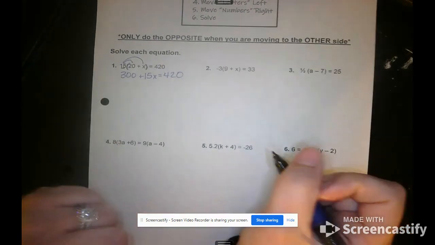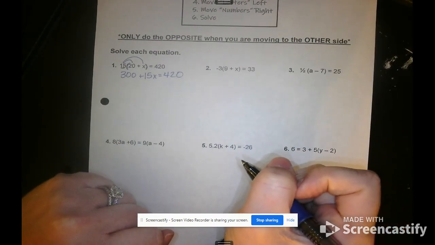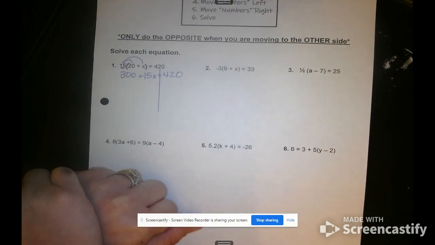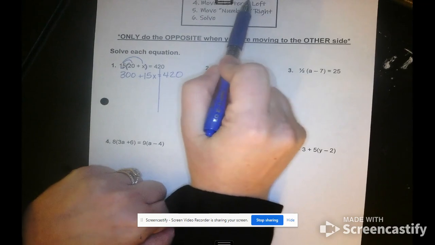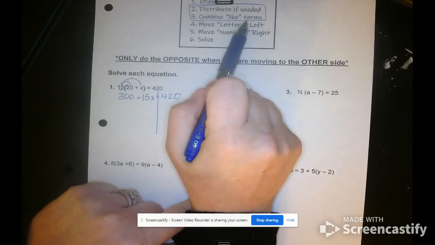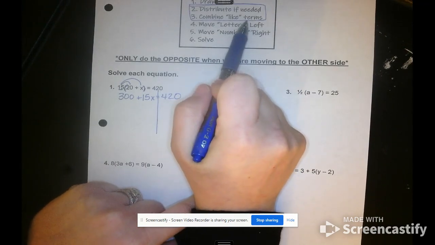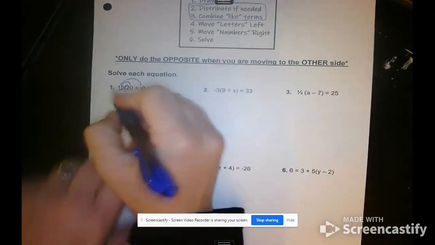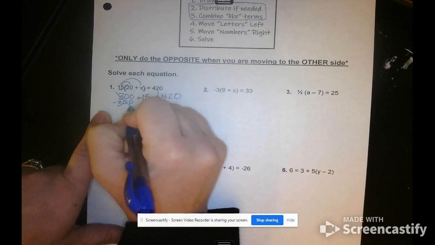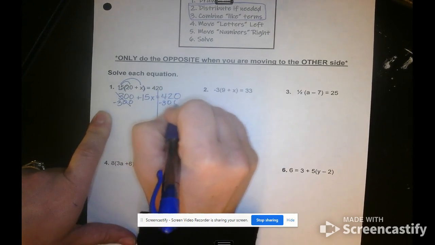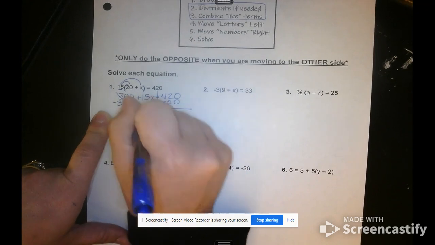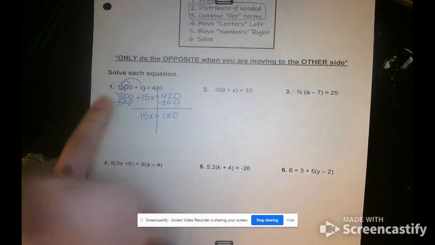Yeah. All right, so what do I do? What do I do first? Draw a line. Okay. I distributed. Do I have like terms to combine? No. Okay, we subtract 300 because we're doing the opposite. And I'm left with 15x equals 120. Now what?